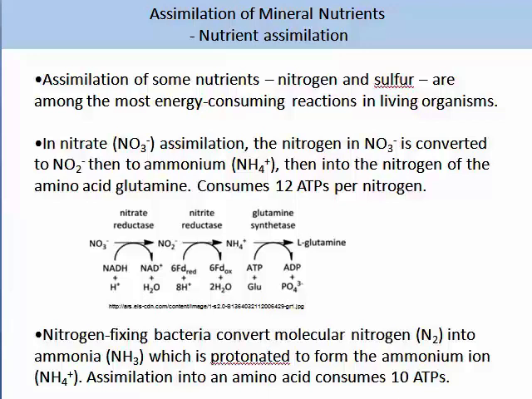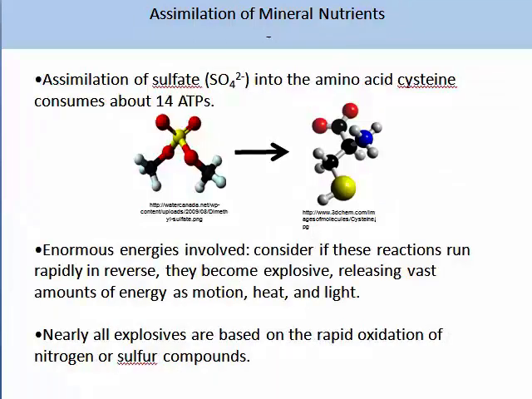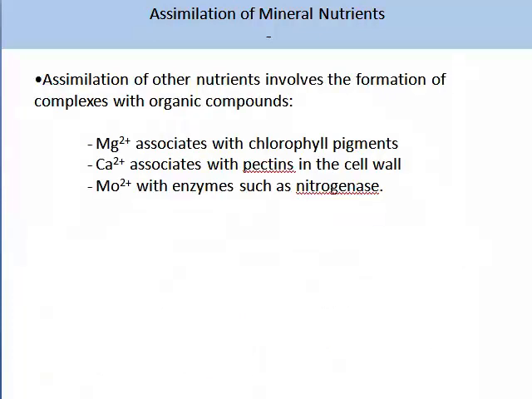Assimilation into amino acid consumes about 10 ATPs. The assimilation of sulfate, SO4 2-, into the amino acid cysteine consumes about 14 ATPs. Enormous energies are involved. If you consider these reactions run rapidly in reverse, they become explosive, releasing vast amounts of energy as motion, heat, and light. Nearly all explosives are based on the rapid oxidation of nitrogen and sulfur compounds.